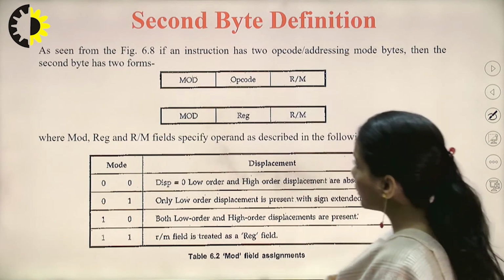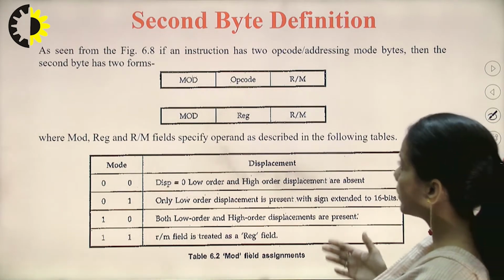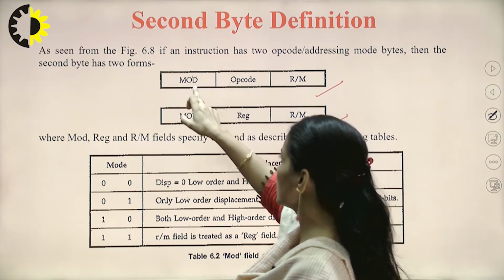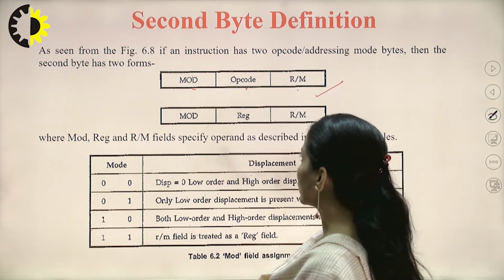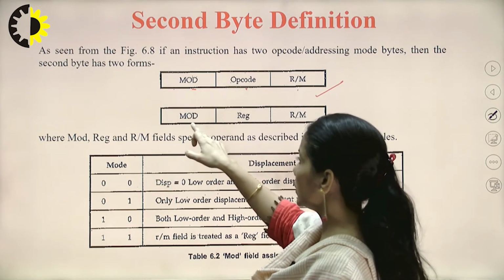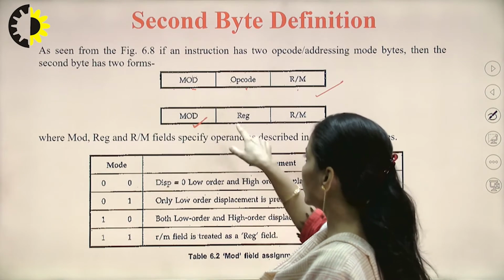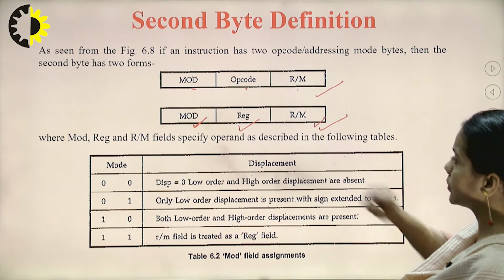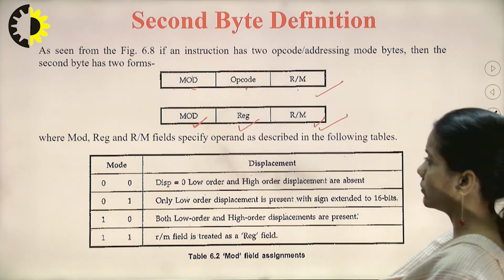Now the second byte which is defined in the format is given, maybe it has this form or this form. So this portion defines the mode, then this the opcode, and this the register or memory pointer. Then again another form: this portion represents the mode, this represents the register, and another one represents the R/M, that is the register or the memory pointer.